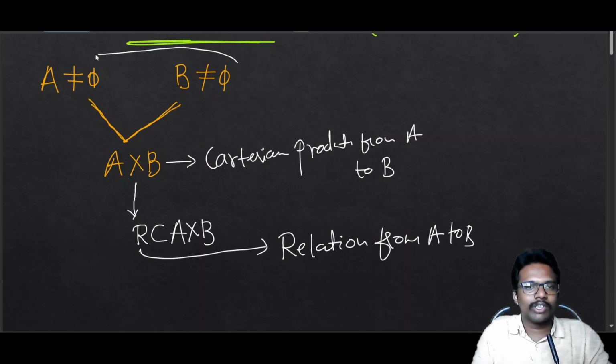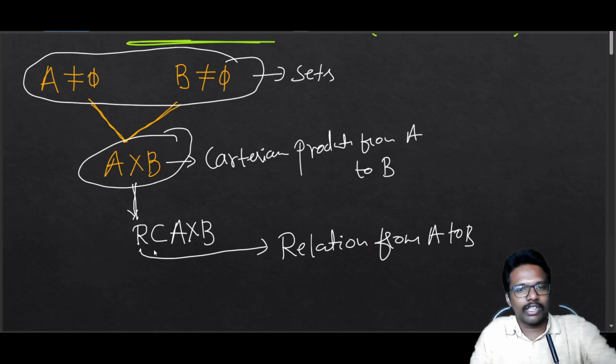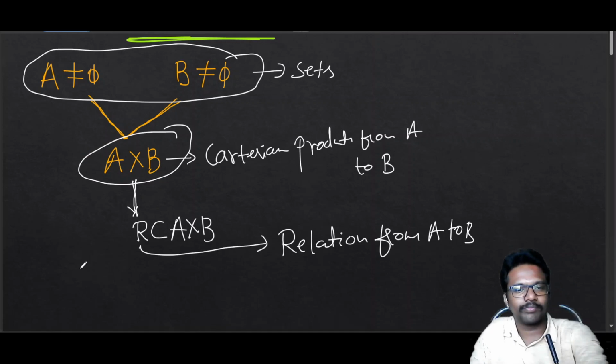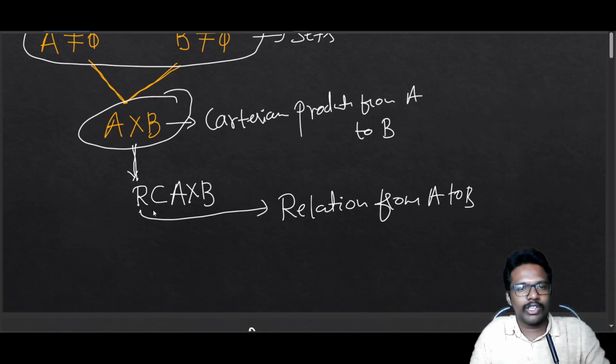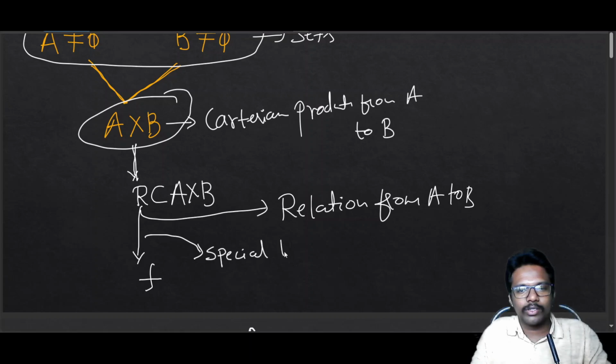So it started with sets. A and B are non-empty sets, this is the sets concept, and this is the Cartesian product. From the Cartesian product we move to relation. Now our next aim is functions. Here our function is nothing but f. We denote the function by f. This function is nothing but a special type of relation.